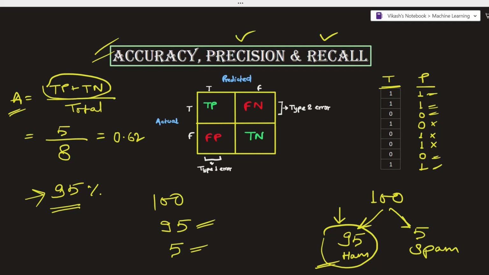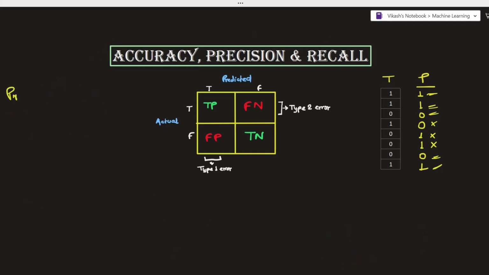So let me quickly first erase all this. So the formula of precision is equal to true positive divided by true positive plus false positive. Let's try to understand what this means. So when we are working with precision, we need to consider the predicted values as base. I'll try to explain what I mean.